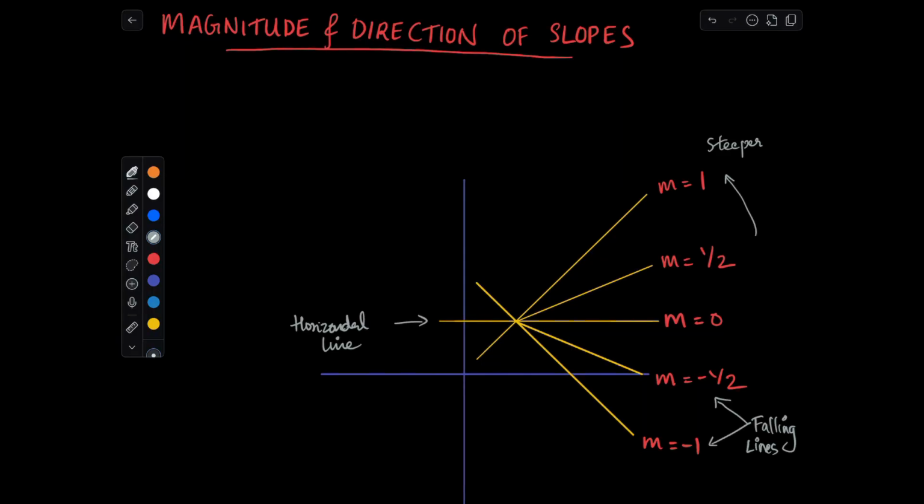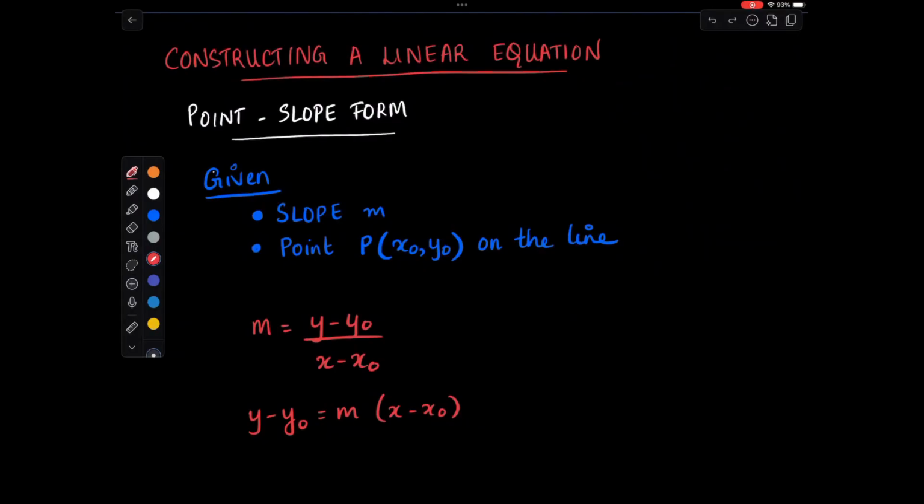Now that we learned how to calculate the slope of a line, we are ready to learn how to construct a linear equation. There are 2 ways to construct a linear equation. Let's look at the first one, which is called the point-slope form. Suppose we know 2 things about a line. Its slope, let's call it m, and then a point x0, y0 that lies on the line. Let xy be any other arbitrary point on the line.